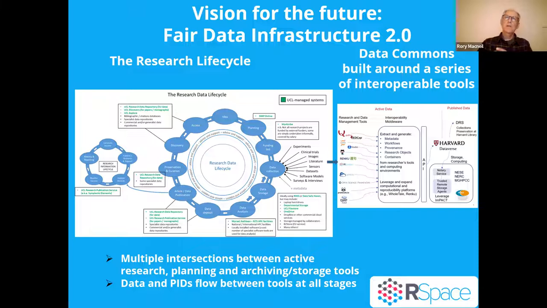So I would then like to combine this idea with this data commons, and I've put up a slide of the Harvard data commons that Mercedes Crosas had a while ago. What's interesting here is that in this slide, there's a whole bunch of tools primarily for use in the active data phase. These tools would themselves be interoperable, would come in the active data phase, and then would interact with the other research data tools in the research data lifecycle. So you would have multiple intersections between active research, planning, and archiving storage tools, and you'd have data and PIDs flowing bidirectionally at all stages of the process.